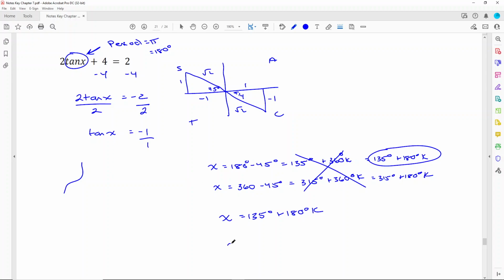So if I was to do this in radians, okay, it would be 4 pi by 4 minus pi by 4, which gives me 3 pi by 4 in quadrant 2. And then I could just add pi k. Okay, so these are my two answers. One's in degrees, one's in radians. And again, this is only for tan, where you only have to give one.